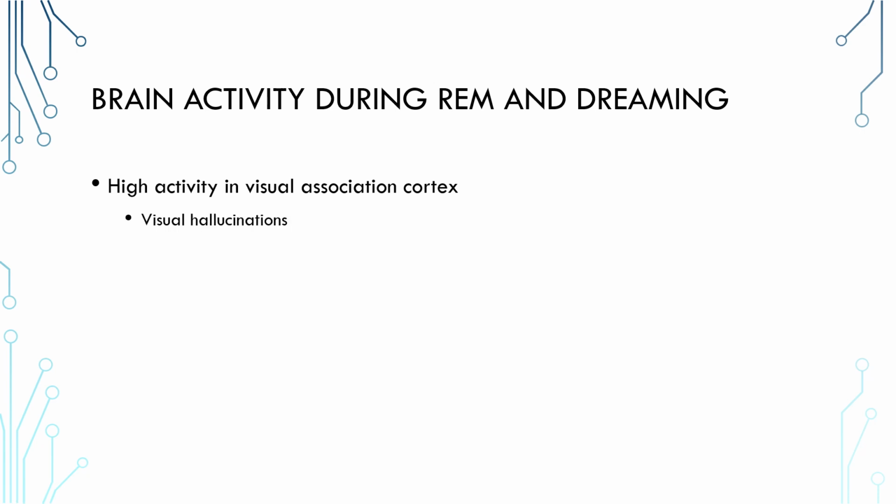And we think this could be correlated with things like visual hallucinations that tend to go along with dreams. But, and this makes sense, while there's high activity in V2, or the visual association cortex, there's not any activity in V1 because the person's eyes are not open and they're not actually getting any visual input. So no activity in V1, but a lot of activity in the association cortex of V2.